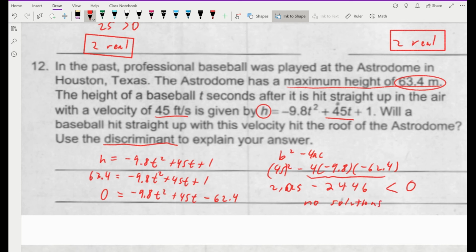So the question is, will a baseball hit straight up with this velocity hit the roof? The answer is no. It will not hit the roof. So there's a little bit of application of using the discriminant in a real world sort of situation. Well, that concludes this lesson.